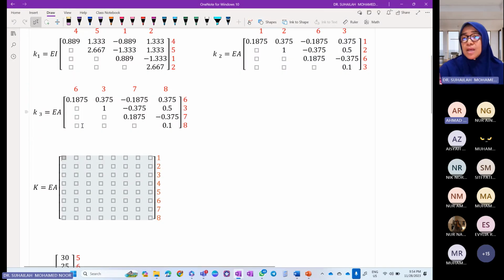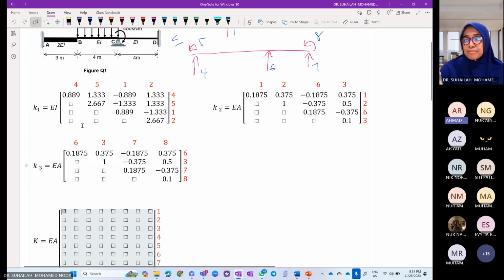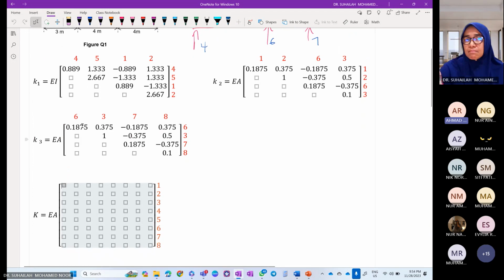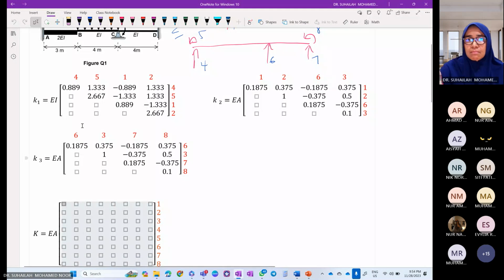For the matrix 33 and 88, is that 0.1 or 1? Which one? K2 and K3. K2 and K3, 1-1. Okay, thank you.